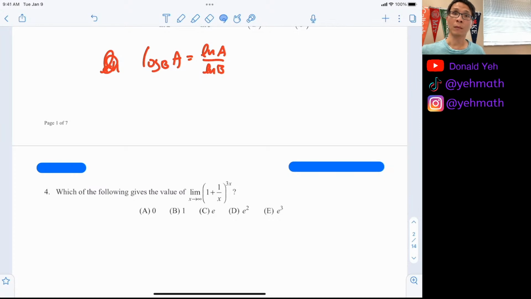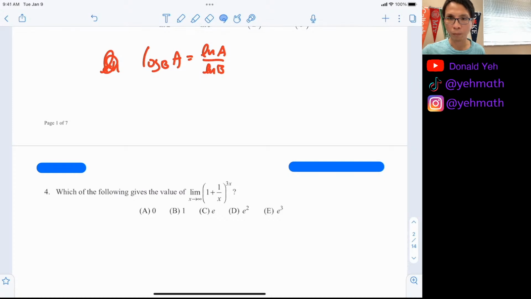Don't you have your notes? Follow the steps. Over 1 over 3. That's the same thing as that. And now we take the derivative, right? Which is natural log. It should be E. It's e to the third, like I meant the answer choice E.